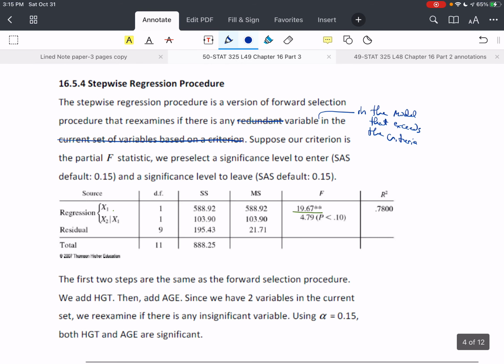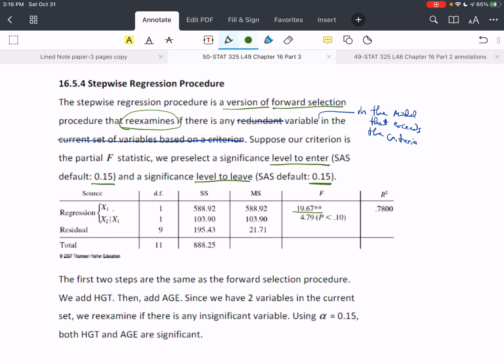We have the stepwise regression procedure, and it's a version of the forward selection procedure, but it re-examines any variables that are already in the model to see if they have violated our selection criteria. SAS has a default of 0.15, both for entering a variable into the model and for the criteria for removing a variable from the model, or kicking it out.